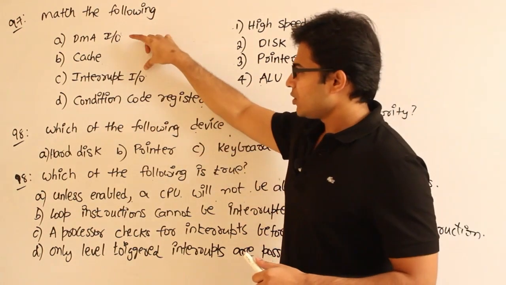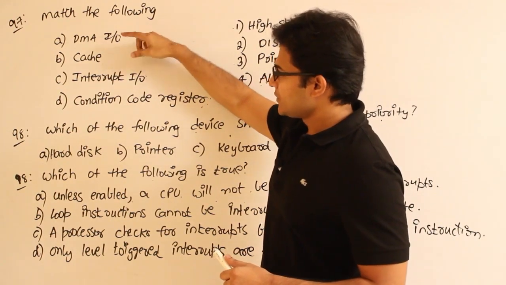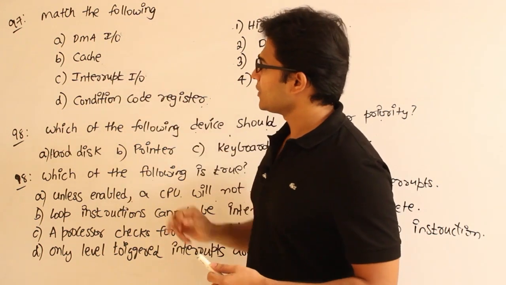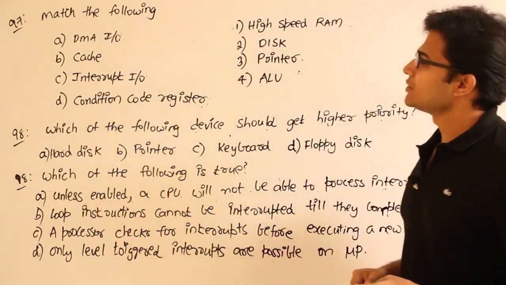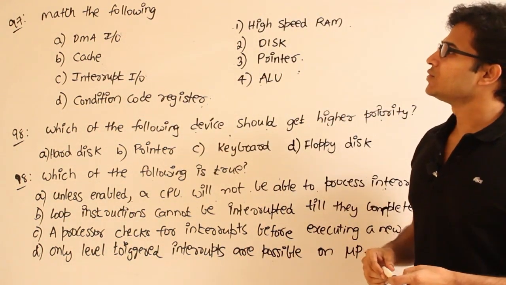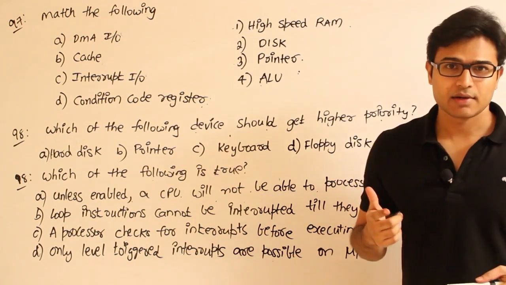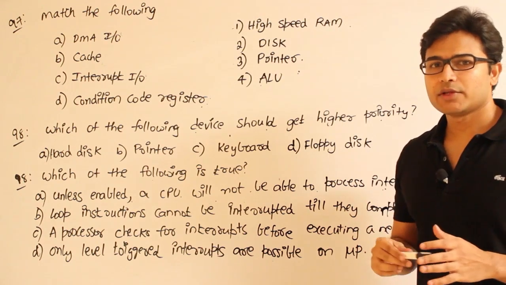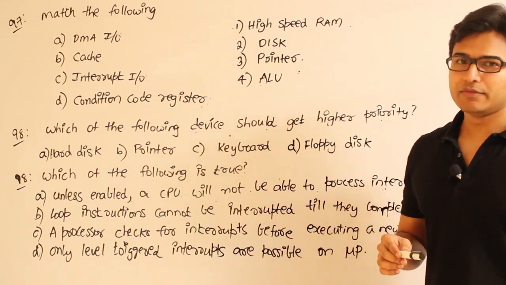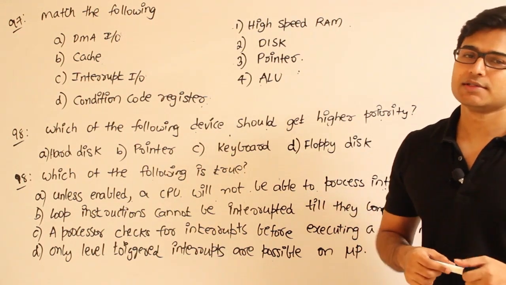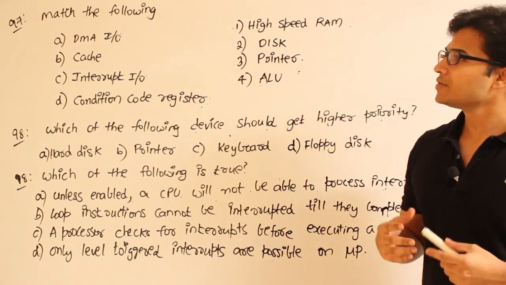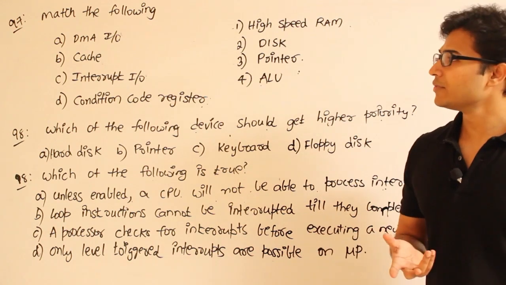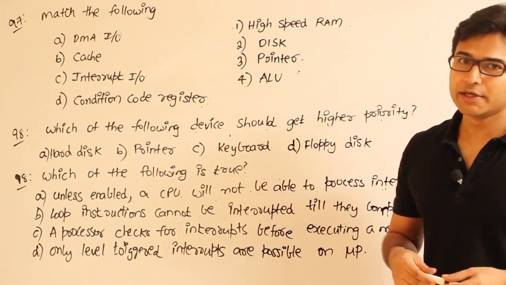Now two of the things given here are DMA IO and interrupt IO. So if you observe this, DMA is generally suitable for high speed devices, and interrupt IO will be efficient only for low speed devices. So it is better if the device is very low speed, go with interrupt. High speed, go with DMA.